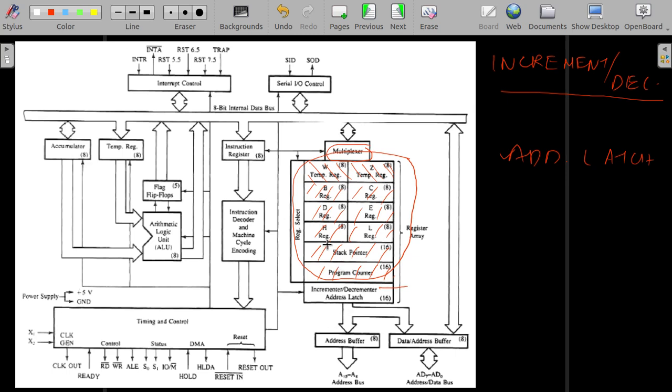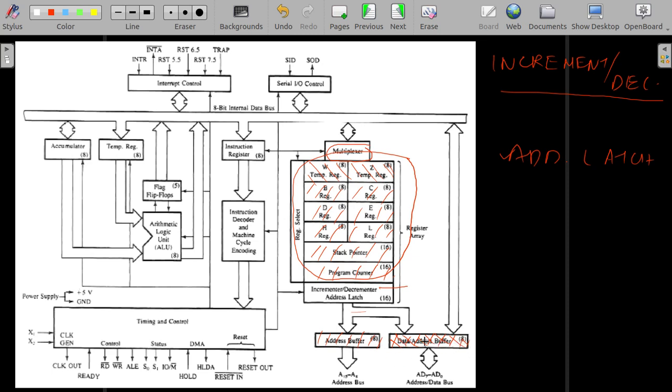From the program counter or the HL pair, we are not directly connecting to the external bus. There is something called an address buffer. The address from the PC or the HL pair is first taken and stored in the address buffer. It is 16-bit, made of two 8-bit parts, so we use this combined 16-bit as the address buffer. From there we give it to the external bus. Similarly, whenever data is there, it is given only to this one. For data this is not used, only this one is used.